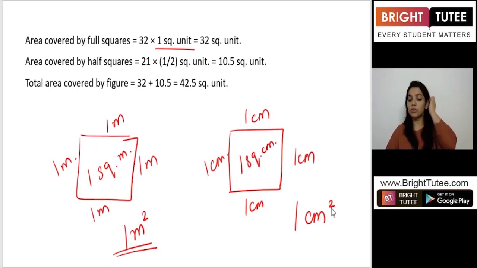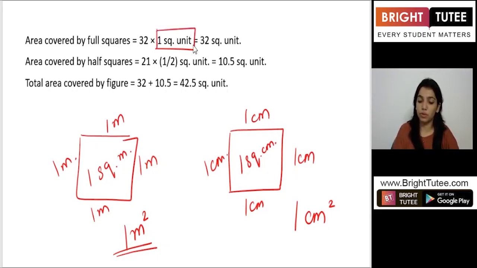Okay, so this is why we are writing 1 square unit. The word unit means that you can write centimeter, meter, kilometer, inches, millimeter, any unit of measuring something, in place of unit. So here, how many full squares did we have? We had 32. So we are multiplying 32 by 1 square unit and the answer is 32 square units.